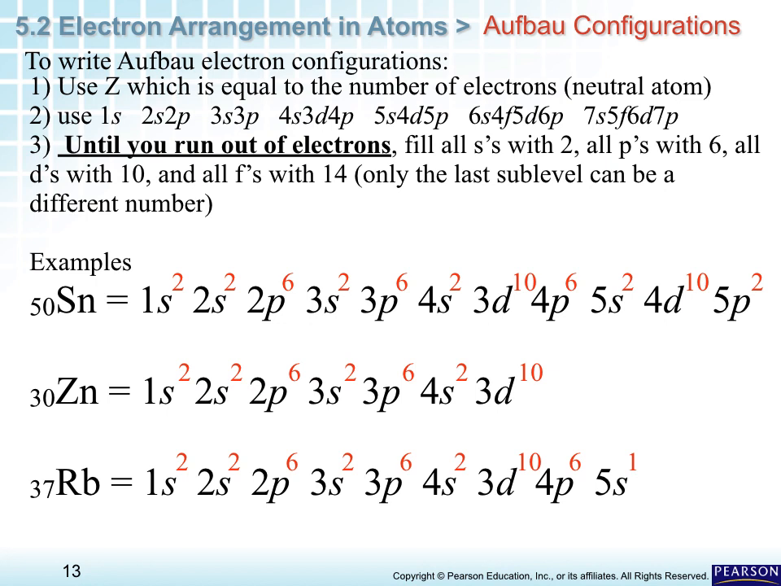So when I do tin, the last one's 3d because it's on the right side of the 4th row, and the middle of the 4th row is 3d. So that becomes the 10. And if you don't believe me, count them. Same thing, rubidium. It's in the 5th row on the left side. It's in the first column. That's why it's 5s1.